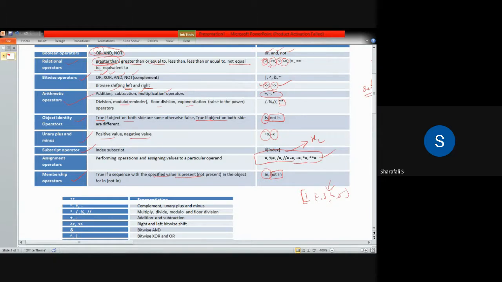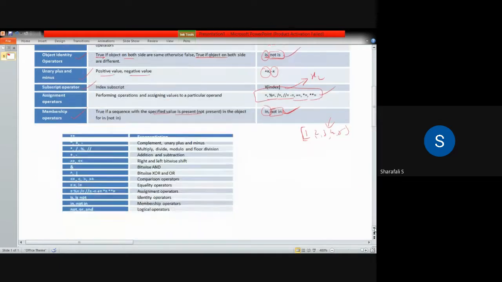Okay, similarly you can use not in. This is similar to the identity operators. If you use not in, it will give you false when the value is present in that particular sequence, just opposite to in. If you are using in, and the value is present in that sequence, then it will give you true.